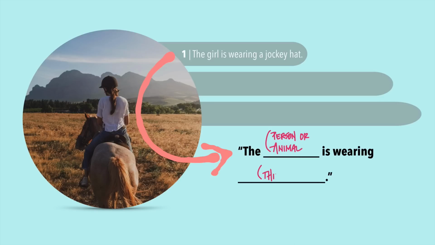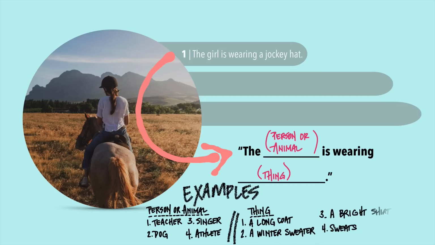So the pattern, the person or animal is wearing and then a certain thing. So again, the examples I've given 4. So we have teacher, dog, singer, and athlete. Now the things are a long coat, a winter sweater, a bright shirt, and sweats. This is a short form of saying sweatpants or sweatshirt, okay? So let's do number 3. The singer is wearing a bright shirt. Very easy, right? Or you can say number 4. The athlete is wearing sweats. So you see how that works. Very good. You learn another pattern.